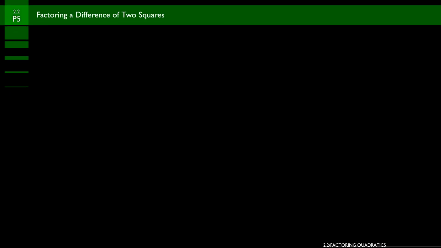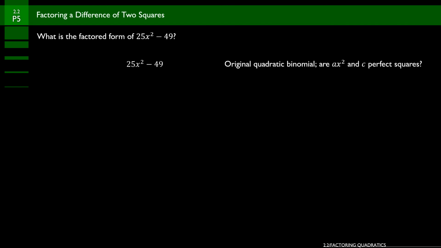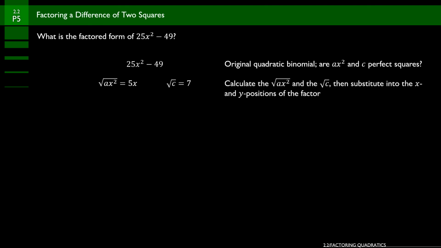So again, we're going to practice difference of squares. What is the factored form of 25x squared minus 49? Again, write it out and look for any GCF that you might have. We don't have any GCF here, so we skip straight to: are ax squared and c perfect squares? The answer is yes, because the square root of 25 is 5, the square root of x squared is x, and the square root of 49 is 7. Is it a subtraction problem? Yes, because you have a negative in front of the 49.